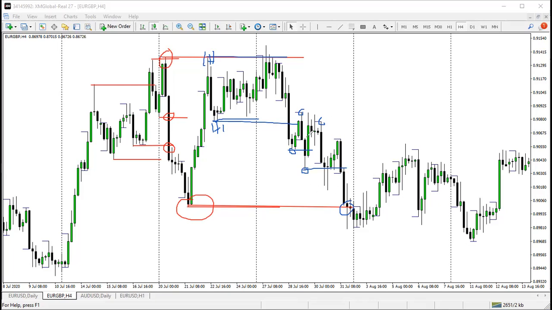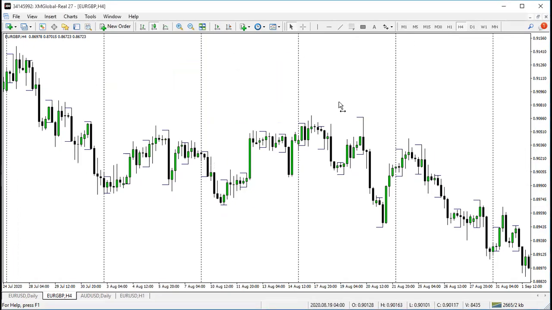So now we are back to marking the big structure. So they broke the big structure using this. So this becomes a lower high, a major lower high. So let's move to the right. So this becomes the major lower high. This one. And this the new lower low.